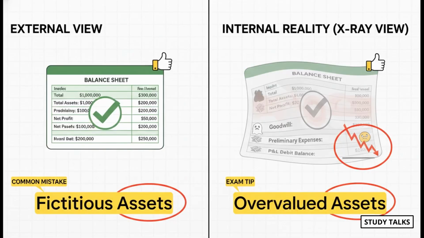Because the truth is, that balance sheet could be hiding a serious sickness. It might be bloated with things that look like assets but really aren't. Goodwill that's completely worthless now, old preliminary expenses, and a massive debit balance sitting in the P&L account. This is what we call being overcapitalized. It just means the company's value on paper is way, way higher than what it's actually worth. And that right there, that's the problem that internal reconstruction is built to solve.